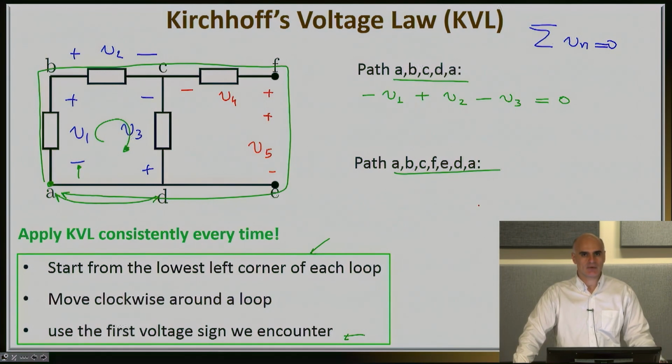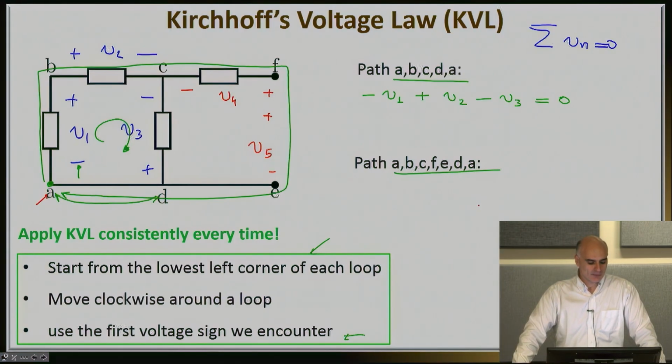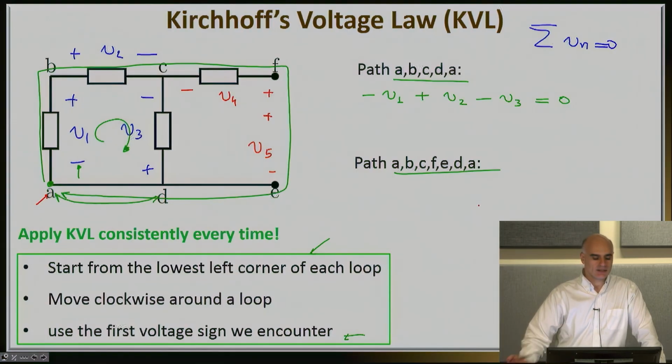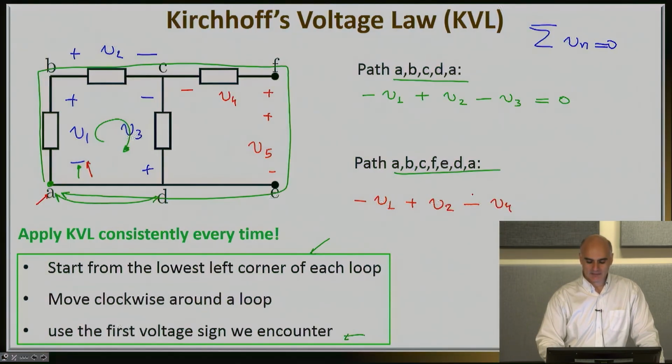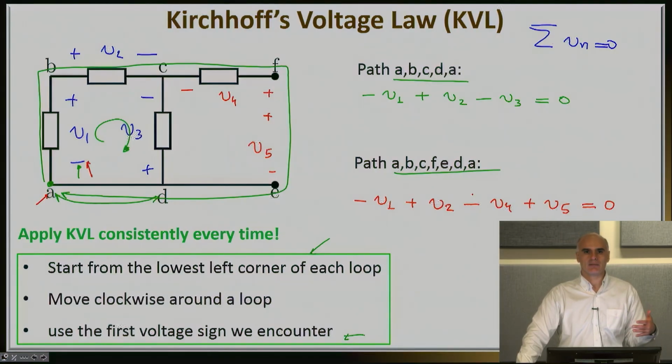So again, I'm starting from my lowest left corner. This is corner A. I'm moving clockwise, so once again, I'm going to go from branch AB. The first sign I see is negative, so I'm going to start this with a negative sign, so that will be negative V1. Then I see V2 with a plus sign, so this will be plus V2. Then I see V4 with a negative sign, so this is negative V4. Then I see V5 with a plus sign, so this is plus V5, and that's the end of it. I have arrived back at node E, which is the same as A, and therefore this must be equal to 0.